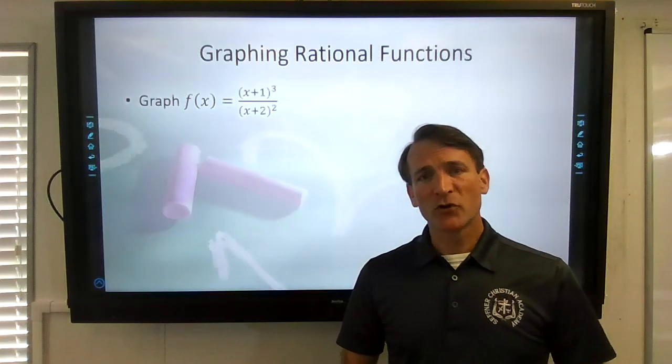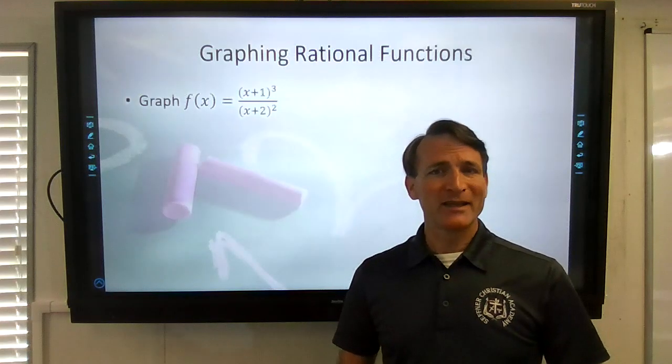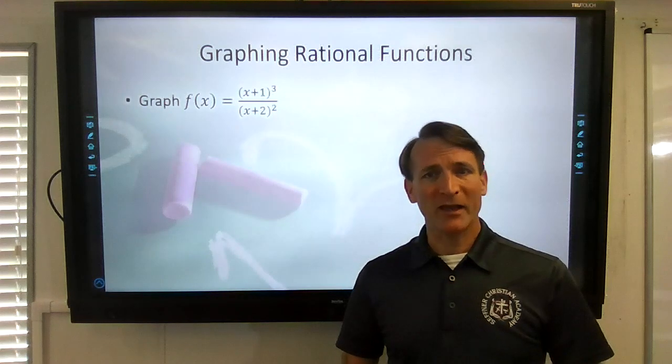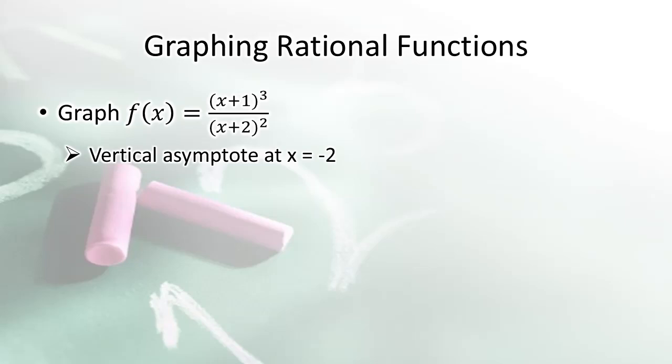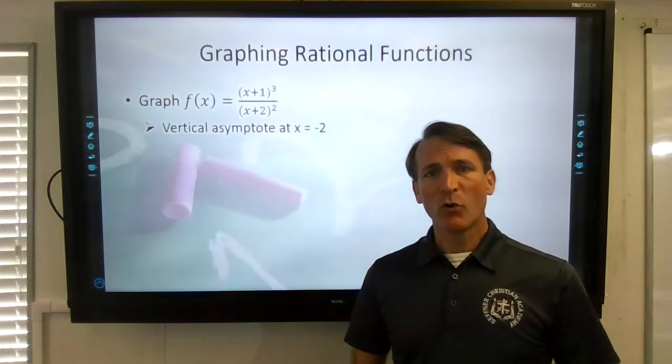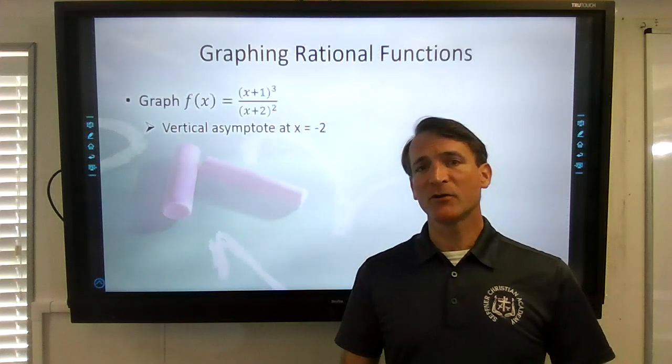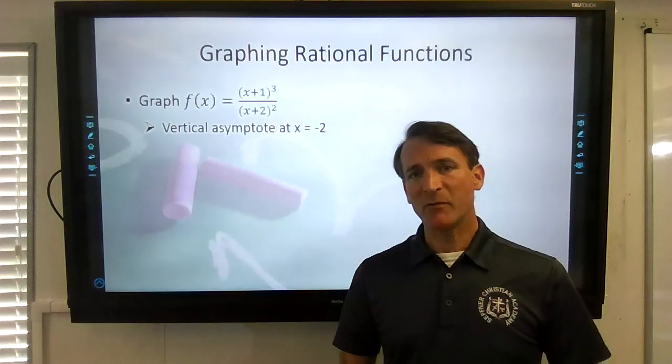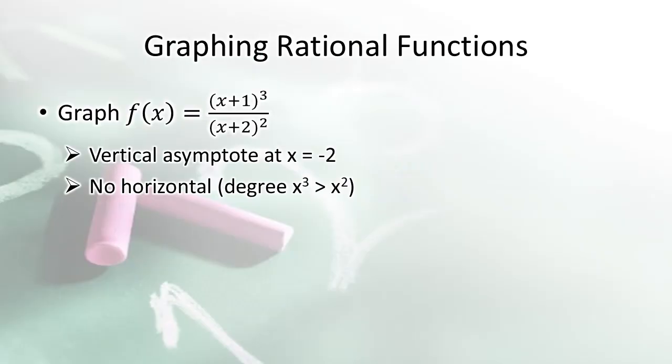If you look at the vertical asymptote first, if I plug in a -2 for my x value, I will have a vertical asymptote. So x equals -2 is my vertical. My horizontal asymptote, I have a greater degree in the numerator than in the denominator. Therefore, there is no horizontal asymptote for this.